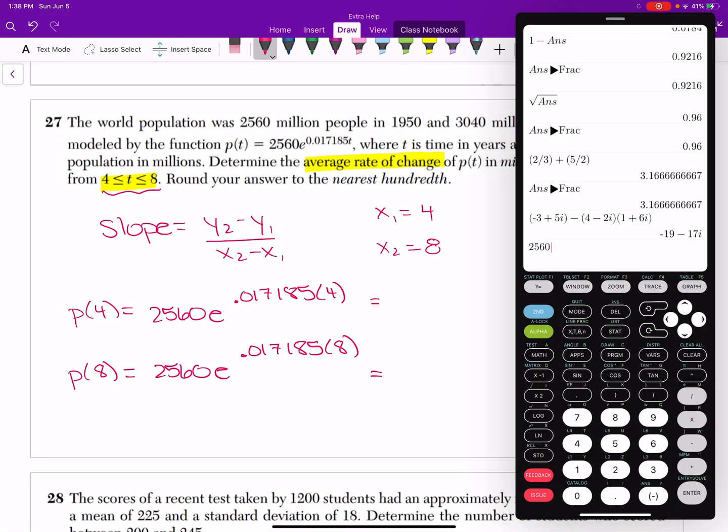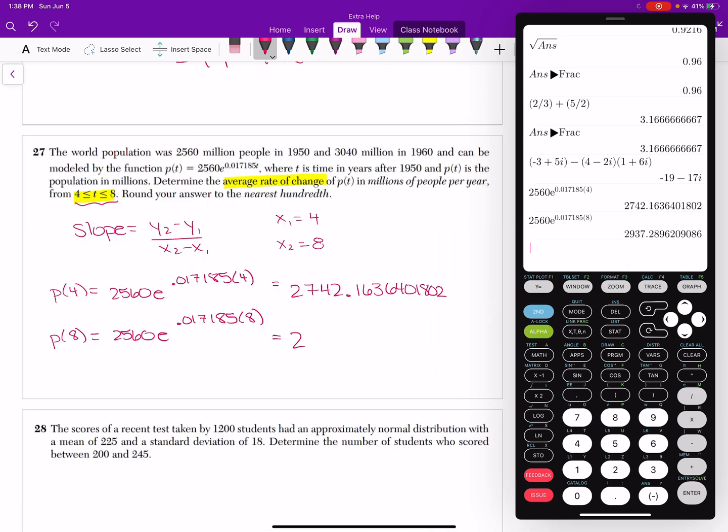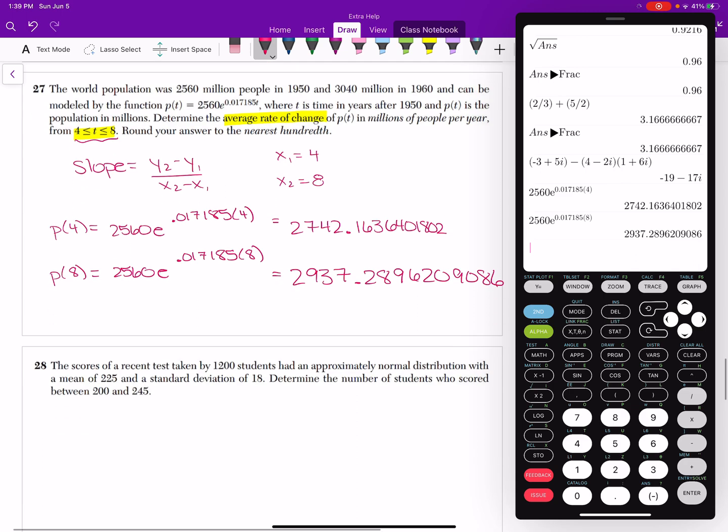So plugging in the 4, we get 2,742. Make sure you include the decimal. Remember, we don't want to round too soon. If you still have more math to do in the problem, it means you are not yet ready to round. And plugging in 8, we get this 2,937 number.